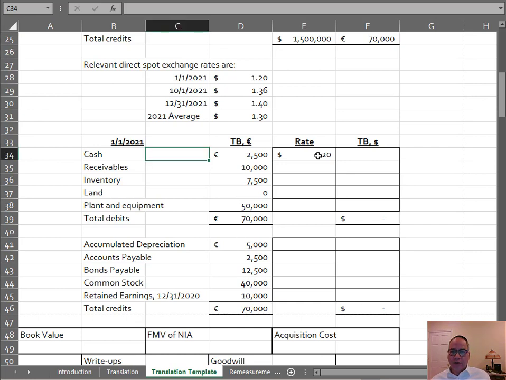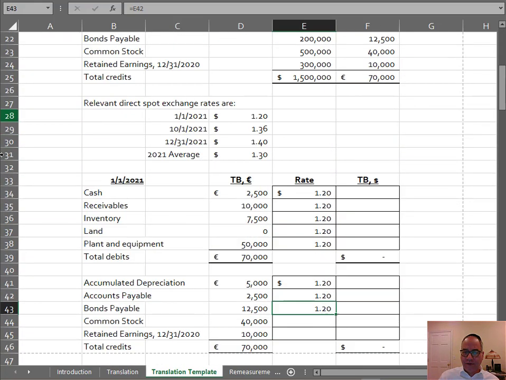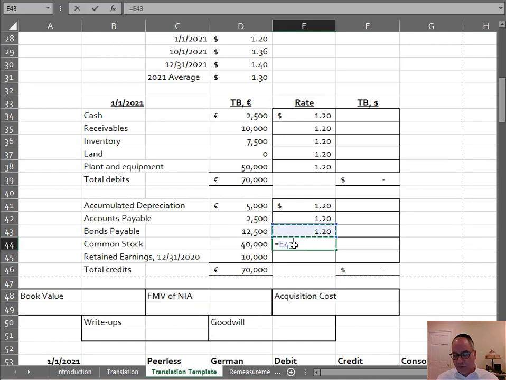You have cash for $1.20. This is a translation, so all your assets will convert at the current rate on the date, which here is the date of acquisition. All your assets will convert at the current rate, as will accumulated depreciation, that's a contra asset. Bonds payable will also convert at the current rate. This is the date of acquisition, January 1st, so common stock was just acquired. The historic rate is also $1.20, and retained earnings is also going to convert at the historic rate. So this is quite simple. Everything converts at the historic rate on the date of acquisition.